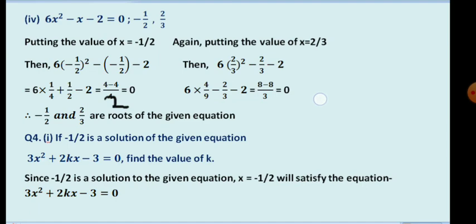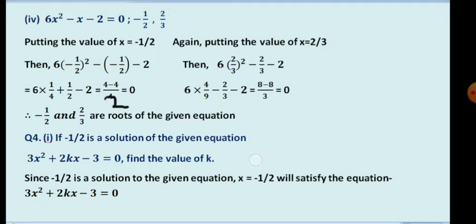Hence, after putting the value of x equals minus half and 2 by 3, the result of the equation is equal to 0. Hence, we can say that both minus half and 2 by 3 are roots of the given equation. Question number 4, part 1. If minus half is a solution of the given equation, 3x squared plus 2kx minus 3 equals 0, find the value of k.